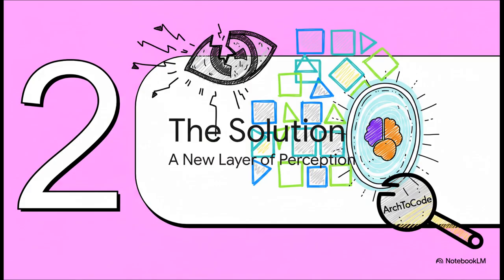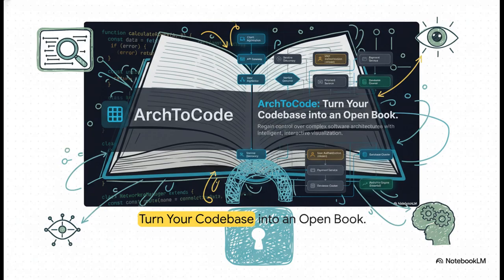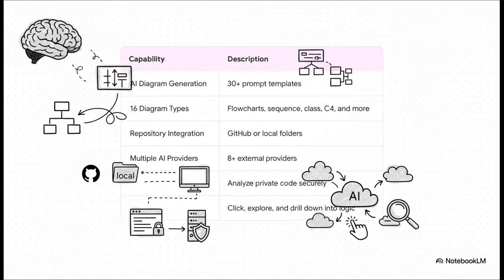And this is exactly where a tool like ArchToCode steps into the frame. The promise here is pretty powerful. Turn your code base into an open book. And this isn't about just drawing pretty pictures of your code. This is about making all that hidden logic and those complex interactions totally visible and understandable. Basically, at a glance.